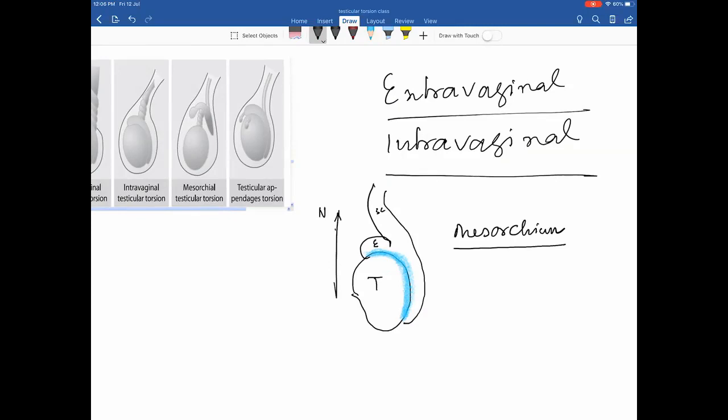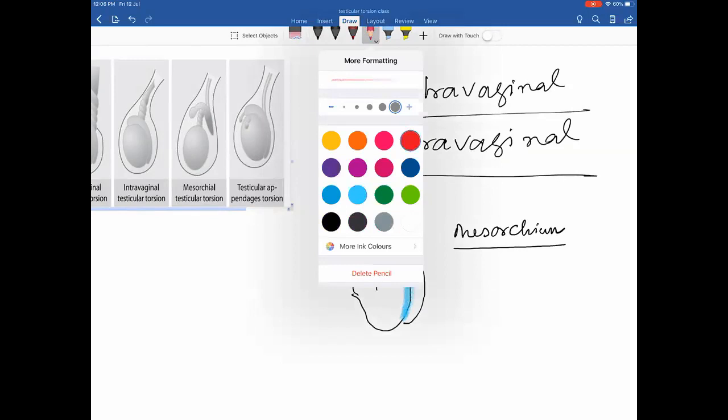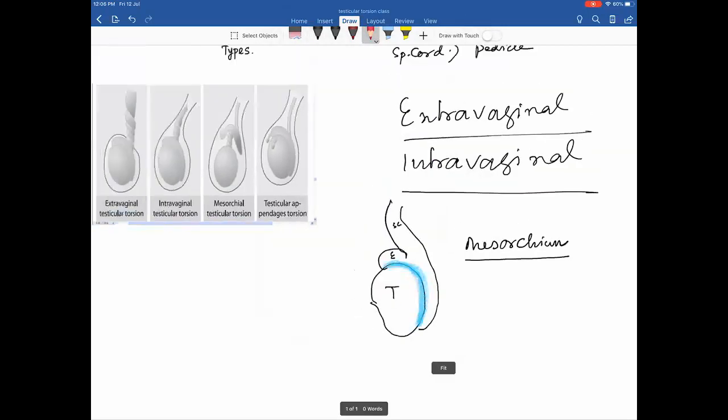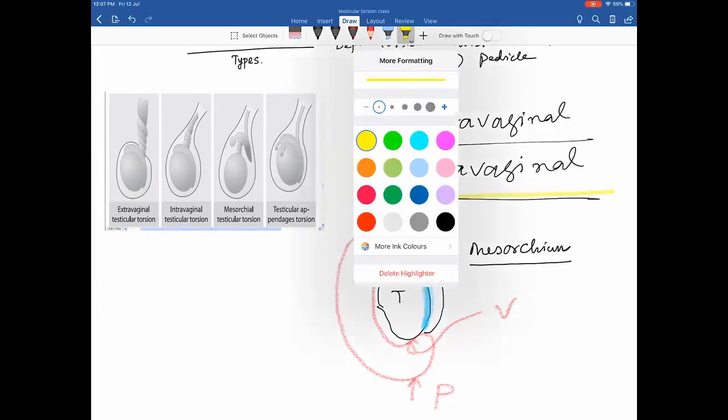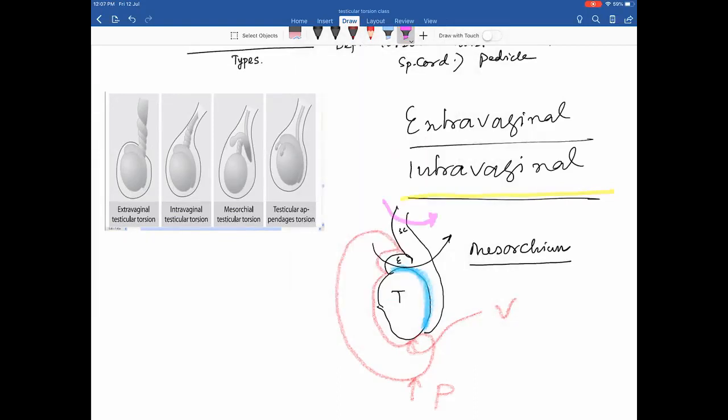Now, talking about intravaginal and extravaginal again. The word vagina in this case will always mean the tunica vaginalis and is responsible for covering the testes exactly like this. So, you have a parietal layer of the tunica and you have a visceral layer of the tunica. Now, anything that is happening inside this, and this is an important one, is called an intravaginal torsion, whereas anything that happens outside is called an extravaginal torsion.